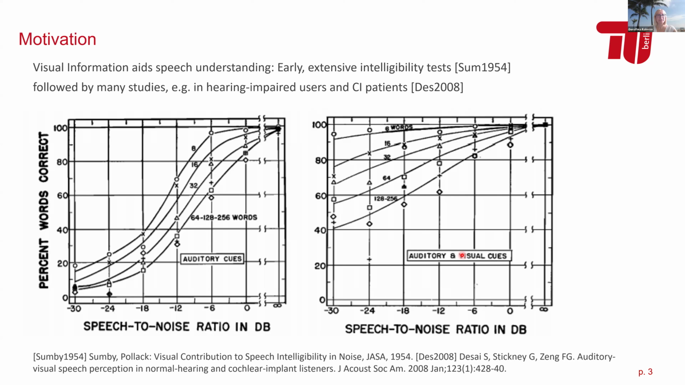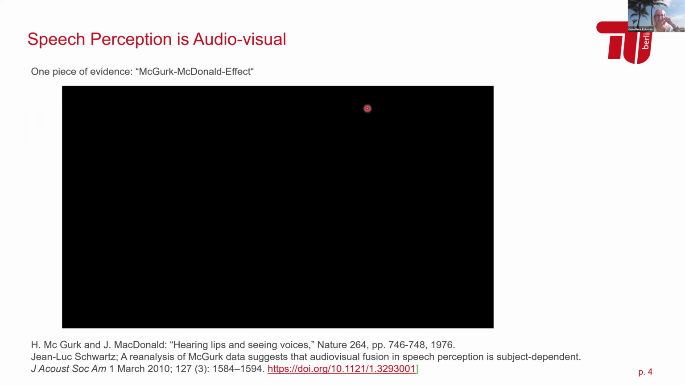And this has been shown time and again for hearing impaired users, for CI patients, but also, of course, for normal hearing listeners. And what I always find very nicely illustrative for this effect that we use visual information in speech perception, and even in categorical speech perception, is the McGurk-MacDonald effect. Probably most of you already know it. Nonetheless, I'd like to play it once more. I hope that my audio is well enabled. Let's see if this works.